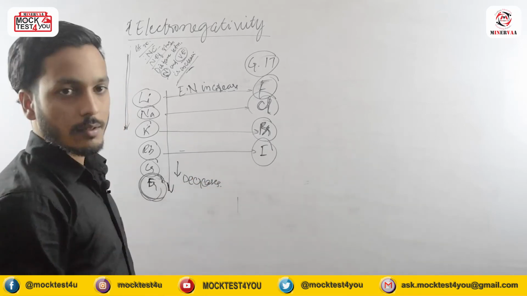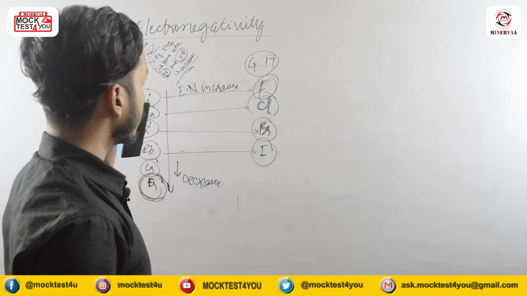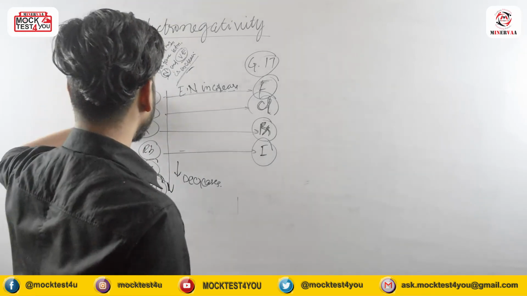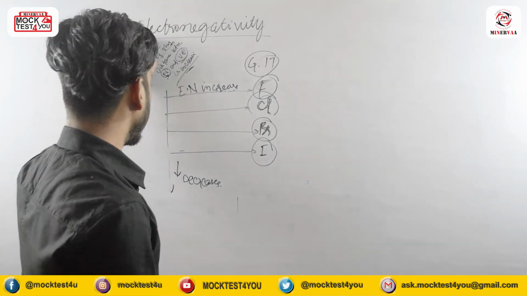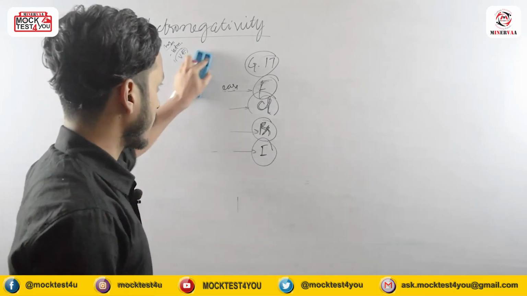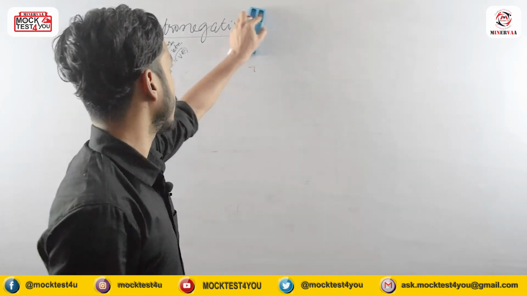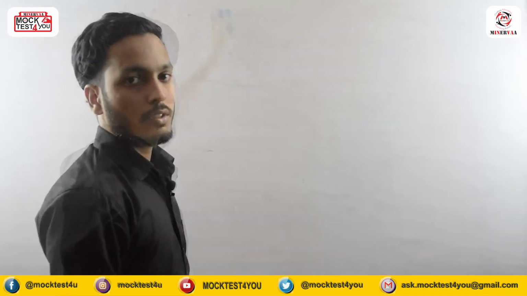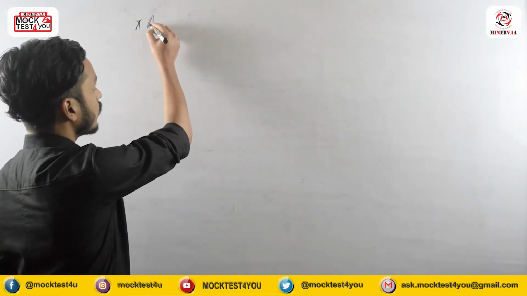So I hope you have understood this concept. About electronegativity and electron affinity, you will learn in class 11 also, because in class 11 the periodic classification of elements is given in detail. There you will learn this. So now we will talk about atomic number and atomic mass.